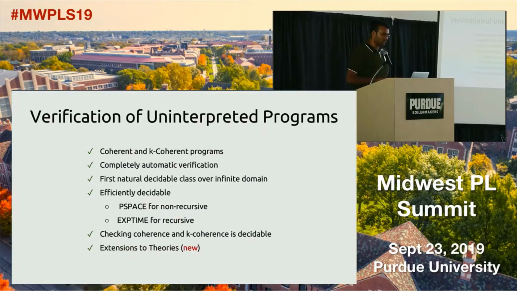So far I've talked about coherent programs and k-coherent programs and showed that these admit decidable verification. It is indeed the first natural class of programs that work over infinite domains and yet admit decidability. The decision procedures are fairly efficient, as efficient as that of Boolean programs. And I also talked about extensions to theories, so axioms.